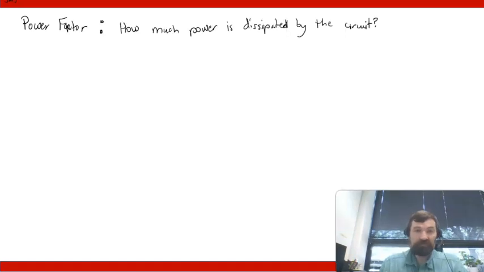The power factor is just telling us how much power is being dissipated by the circuit, or in other words, how much energy is being lost per unit time within the circuit. To consider power factor, we need to recall a couple of little things. The first is that inductors and capacitors don't dissipate power, only resistors.